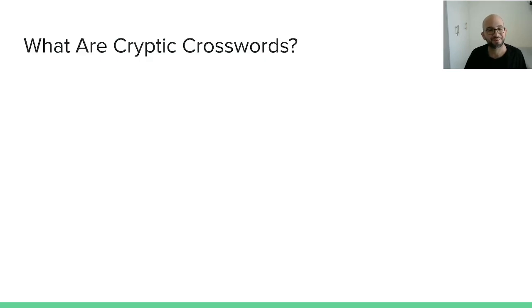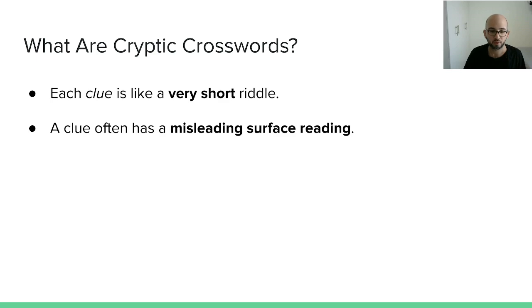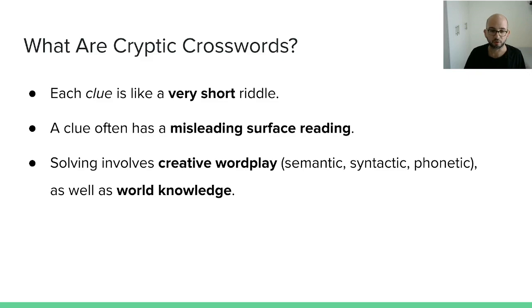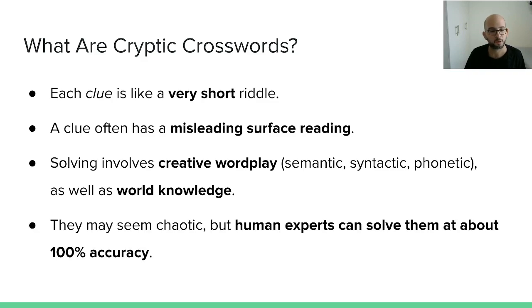Now that we saw that cryptic crosswords are not regular crosswords, let's see what cryptic crosswords are. Well, each clue is like a very short riddle. A clue often has a misleading surface reading. Solving a clue involves creative wordplay, and it could be semantic, syntactic, phonetic, or any combination of these, as well as word knowledge. They may seem chaotic at first, but know that human experts can solve them at about 100% accuracy.